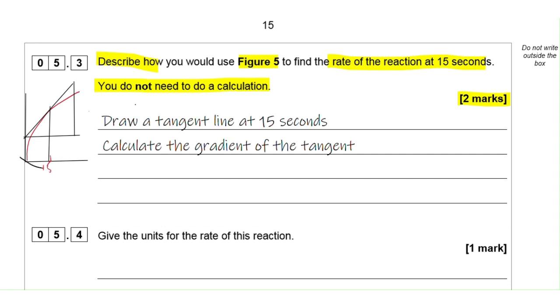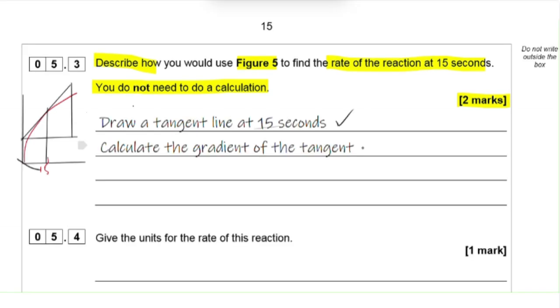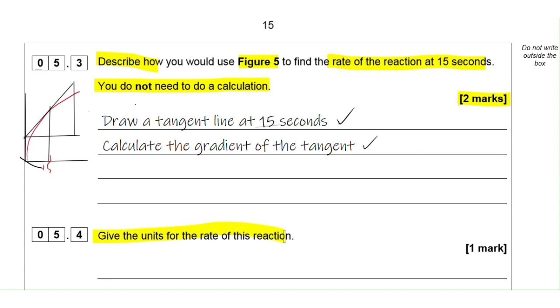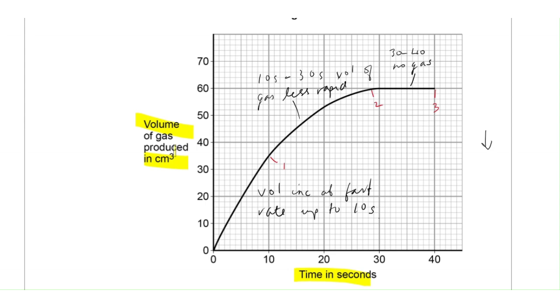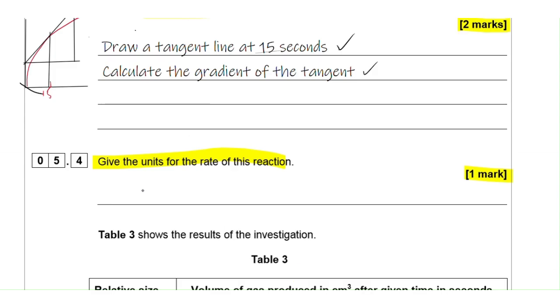So to get your 2 marks, draw a tangent line at 15 seconds, calculate the gradient of the tangent. Remember, no calculation required, 2 marks. 5.4, give the units for the rate of this reaction for 1 mark. So we're going to go up to the graph for this. The volume of gas is in centimetres cubed, circle it there, and the time is in seconds. So the units for this are going to be centimetres cubed per second. And it must be cm to the power of 3 per s.